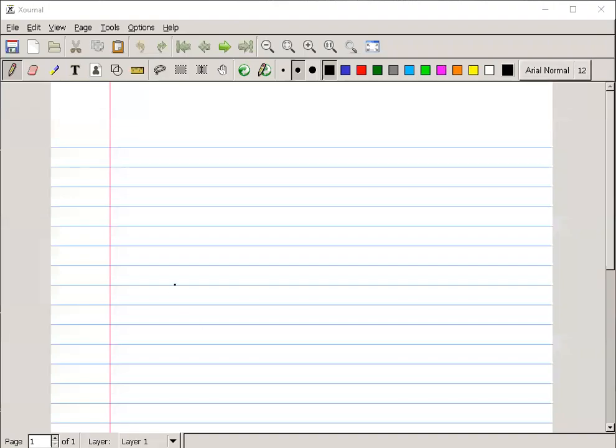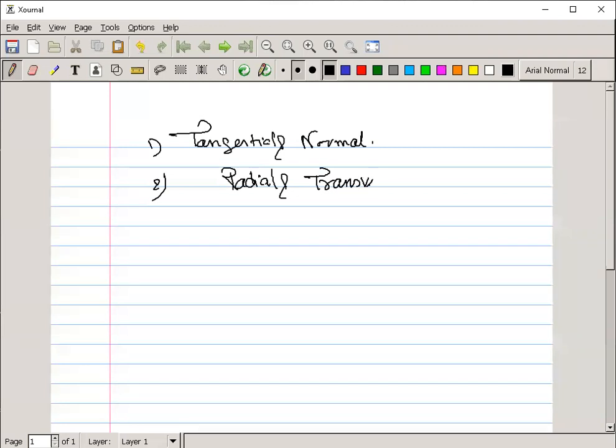So in the last class we have discussed tangential and normal components, or we can say the coordinate system. Another one, we have discussed the radial and transverse coordinate system or components. Okay, the two things we have discussed.